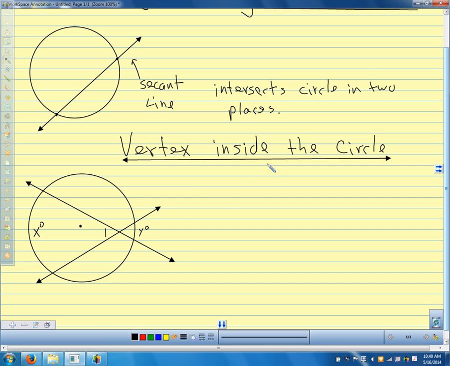So our rule when we have our vertex inside the circle: the measure of angle 1 equals x plus y, divided by 2. In shorthand, the angle equals the arc plus the arc divided by 2. And the arcs we're talking about here are our intercepted arcs. So that's our first rule.